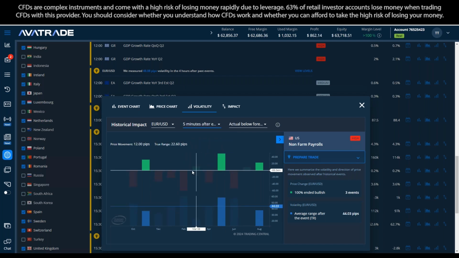In the first 5 minutes, average range movement 44 pips. And it doesn't take you 5 minutes to get a trade off. So maybe you can get in after 20 pips movement, 10 pips movement. Maybe it spikes down and you catch a lower point in the first 5 minutes before getting your trade off if this comes in below forecast and you're wanting to buy.